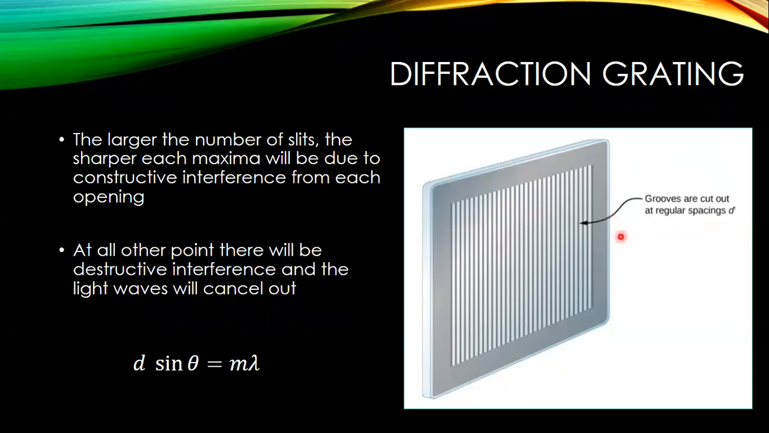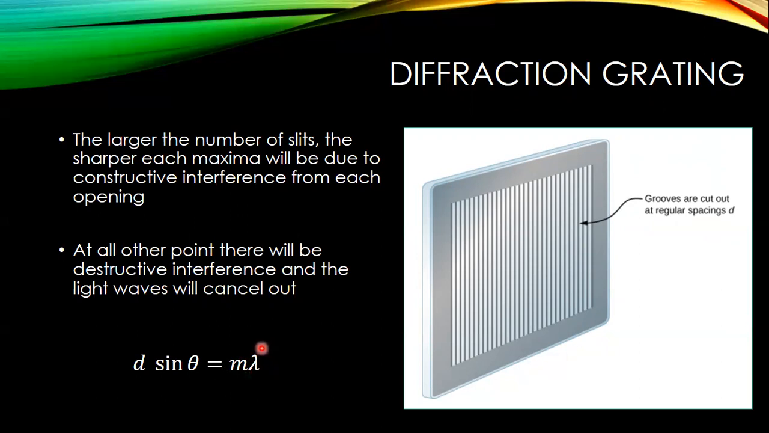We can create a diffraction grating very easily by taking some sort of opaque material and cutting very fine openings in it. The grooves are essentially just rectangular slits, and the places where we get constructive interference satisfy this equation: d, the distance between the slits, times sine theta equals m lambda. m is the order, so m can be 0, or some positive or negative integer. Lambda, of course, is the wavelength of light.